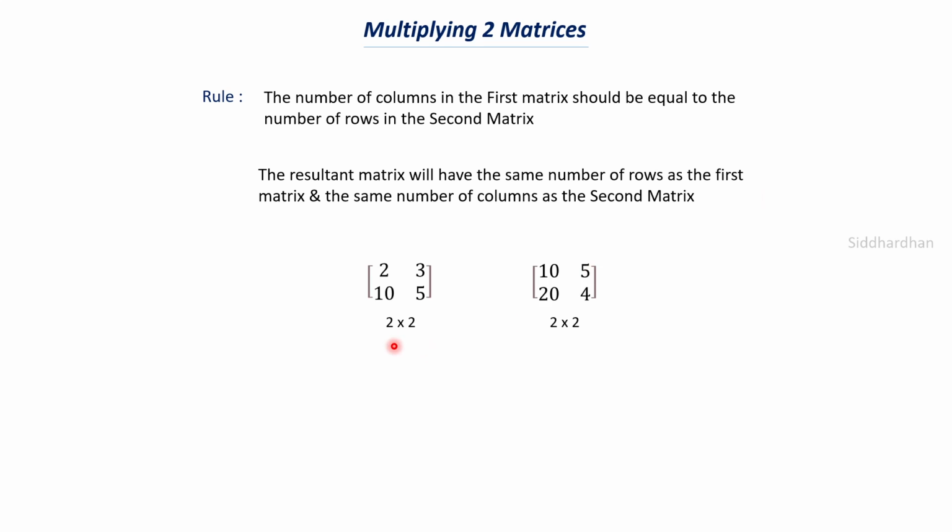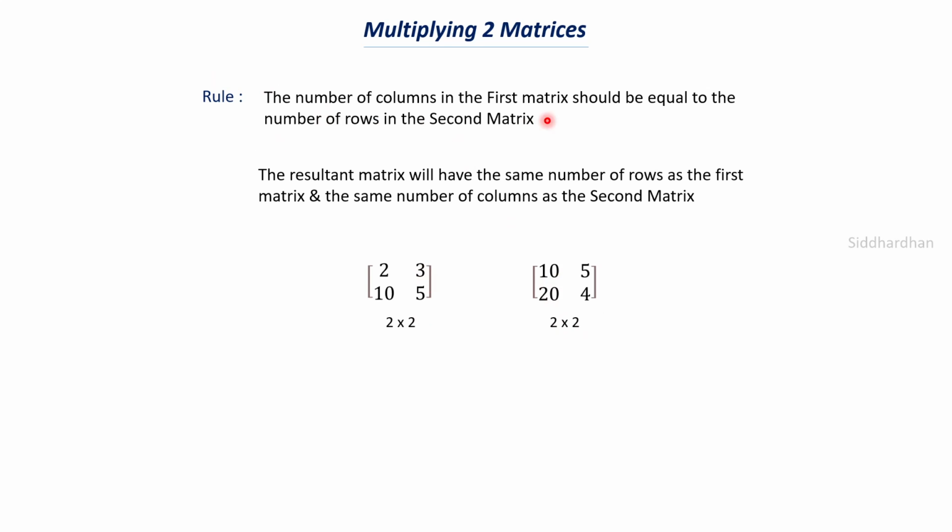So let's say that we have two matrices. We know that this is a 2 cross 2 matrix because it contains two rows and two columns. So 2 3 represents the first row, 10 5 represents the second row, and 2 10 represents the first column, 3 and 5 represents the second column. Similarly, this is also a 2 cross 2 matrix. So here, see the rule.